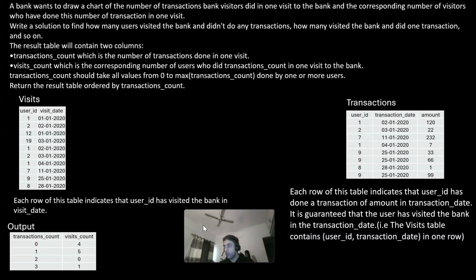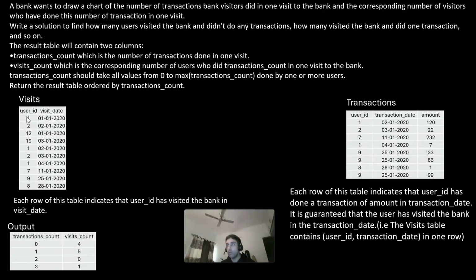So let's see this particular question. In this question, we are given two tables. One is the visits table, another one is the transactions table. Now, what the visits table holds is the visit information of any user to a given bank on any particular day, right?